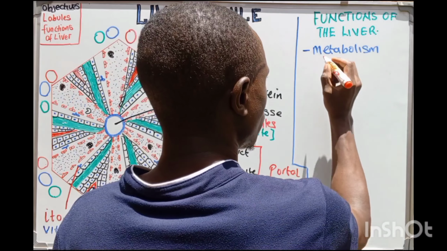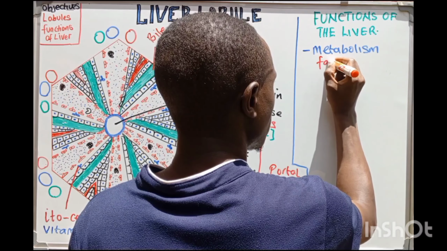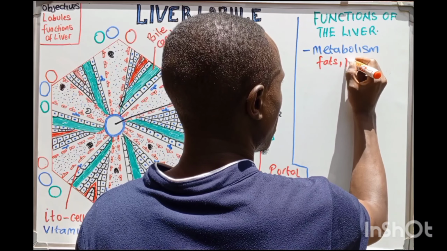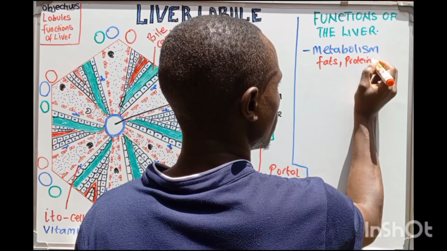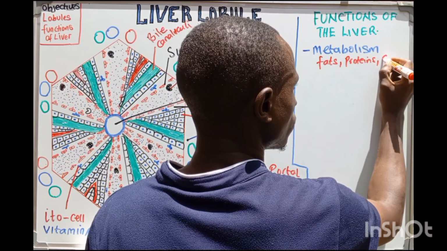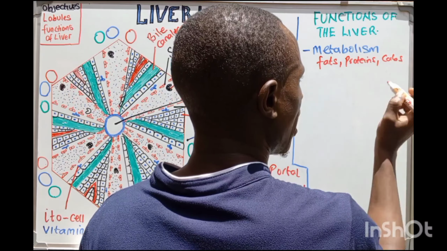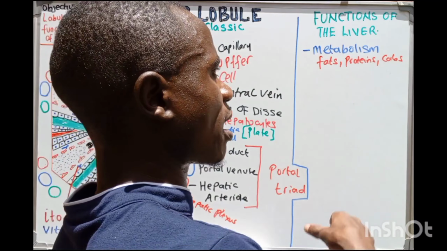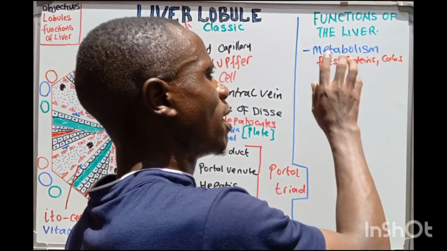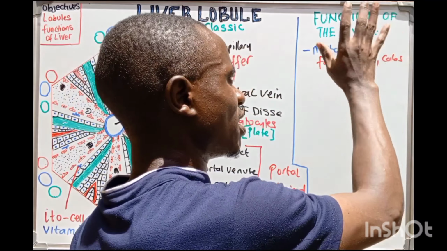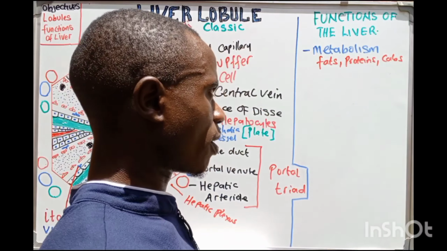Metabolism of what we call the fats, the proteins, and even the carbohydrates. I'll just write it in the form of carbs, the carbohydrates. So now they are all going to get metabolized in the liver.